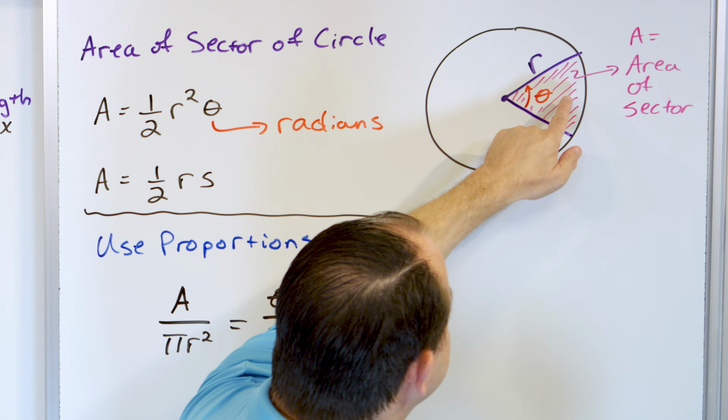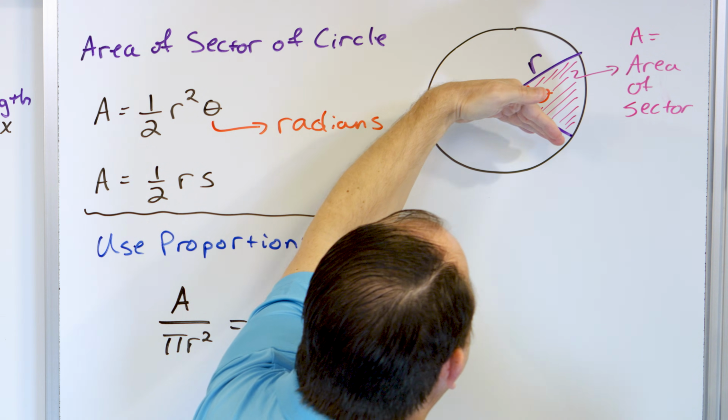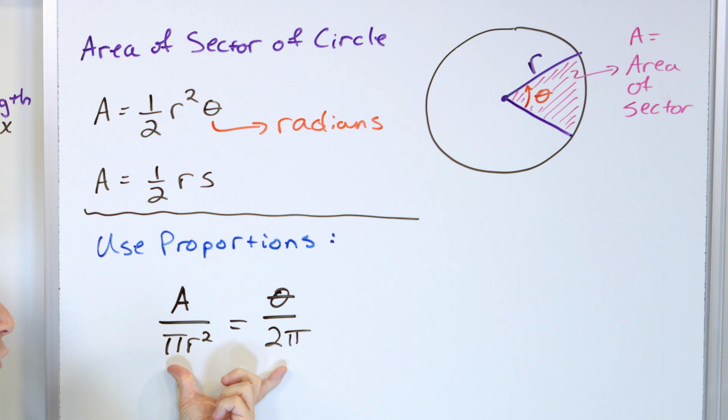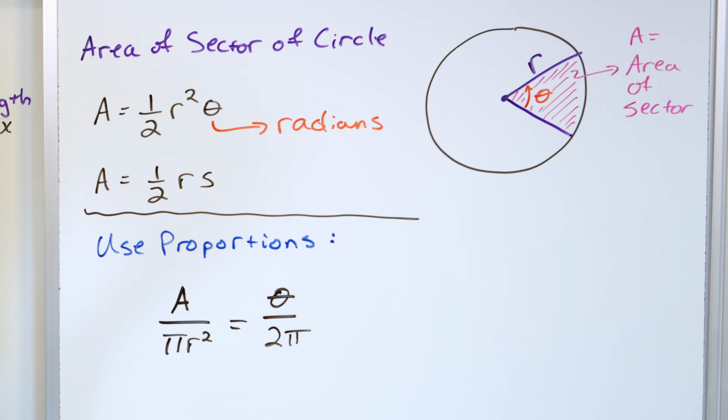Whatever this area is, as compared to the area of the whole thing, is the same ratio as this angle compared to the angle going all the way around. It's the equivalence of 2 ratios, which we call a proportion. Now what we're trying to do is derive what the area of this sector is. So we're trying to solve for A.